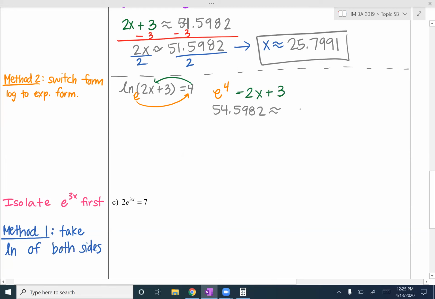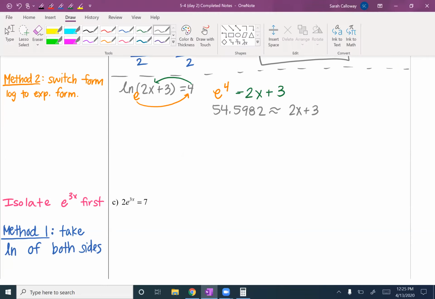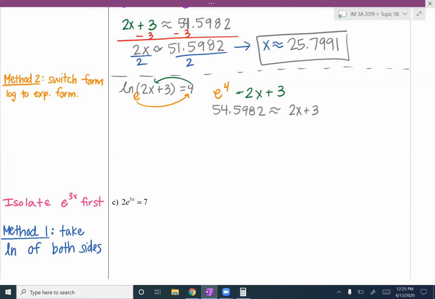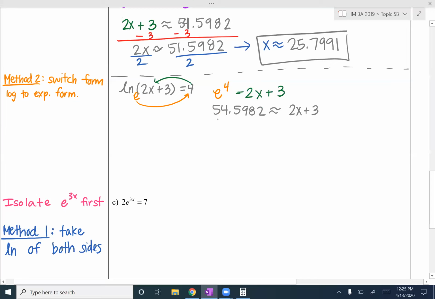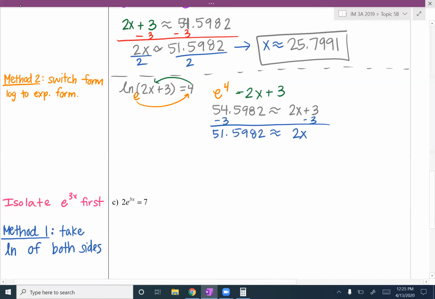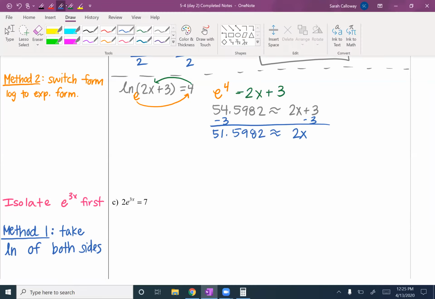Is an approximation for 2x plus 3. And then notice that that is what I had here. So my steps are going to follow the same. So I have to subtract the 3 from both sides. When I subtract 3 from 54 in that decimal, that's going to become 51.5982. And then now I just have a 2x. And then when I divide that by 2, again, I'm going to get that same answer.